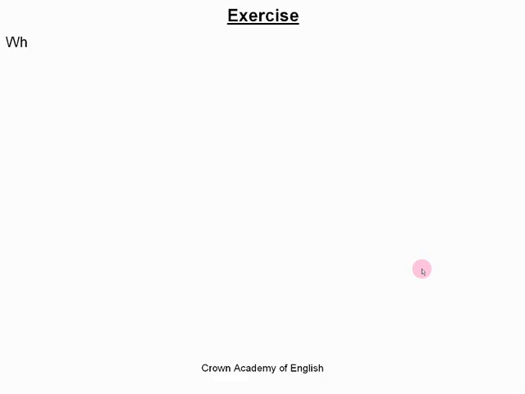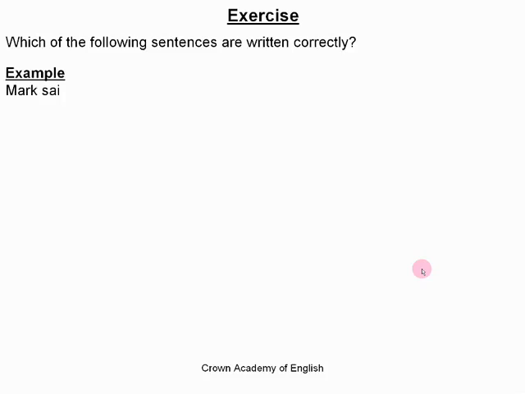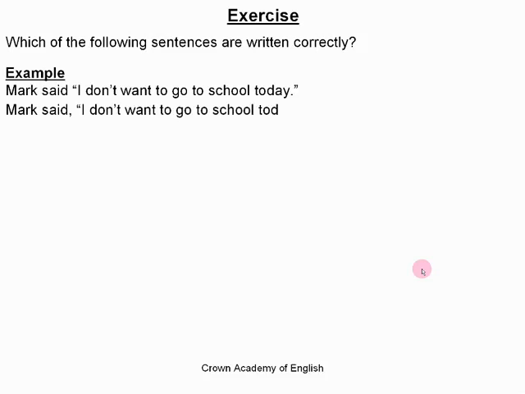Exercise. Which of the following sentences are written correctly? Example. Mark said, "I don't want to go to school today." So, here are two sentences. Only one sentence is correct. Which sentence is correct? And the answer is the second sentence is correct, because there needs to be a comma here.